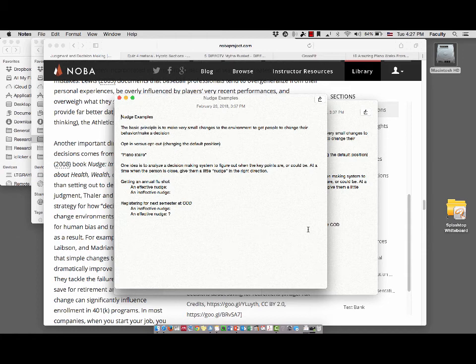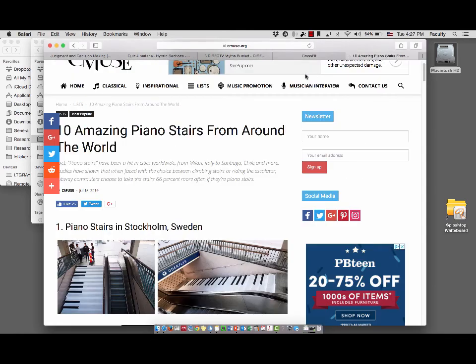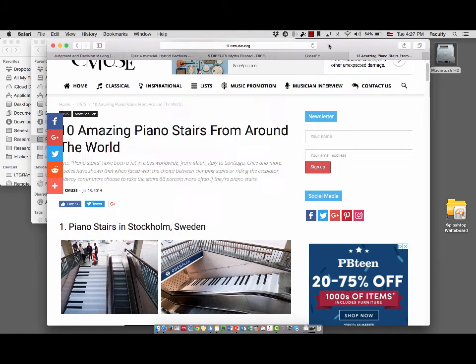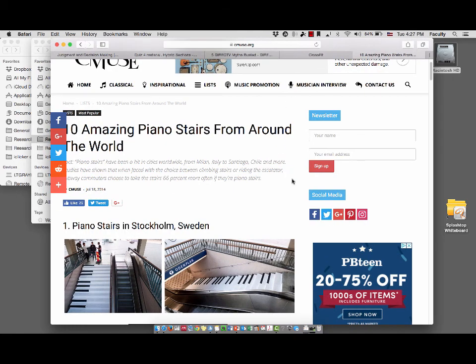Other examples of this nudge effect. One of my favorite ones is this piano stairs idea. Change the environment a little bit. Make your stairs look like piano keys. And what they found is that subway commuters take the stairs 66% more often when the stairs are like piano keys. They often will make noise, right? So they'll make music as you're going up and down the stairs. So we're changing people's behavior. We're making them be more active just by changing the way the stairs look and sound.